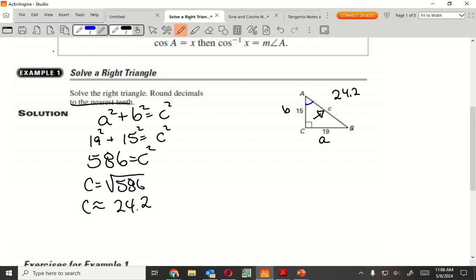So I'm going to take this one right here. This one's my hypotenuse. Opposite this one is going to be my opposite, right? Yes. And then my last side is going to be adjacent, right? Yes.